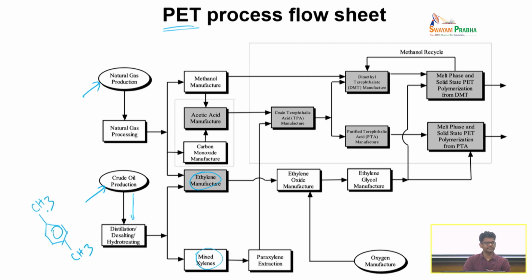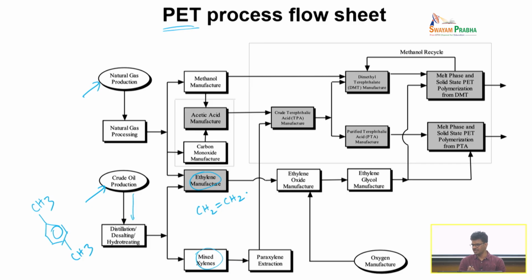This is xylene, and ethylene basically has a double bond, CH2 double bond CH2. Ethylene and xylene do not exist by themselves, so they have to be converted from crude oil. Natural gas is basically methane, and from methane you can also produce a variety of things. We can make methanol, acetic acid, and carbon monoxide, as well as ethylene. So all these chemicals are made from natural gas.